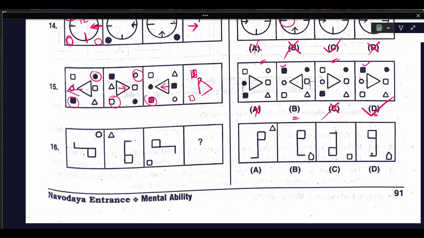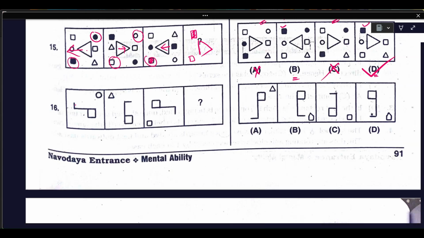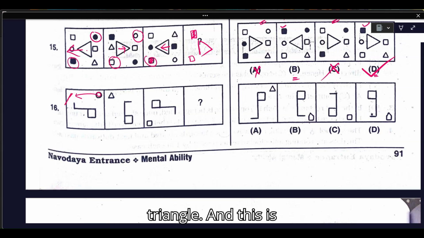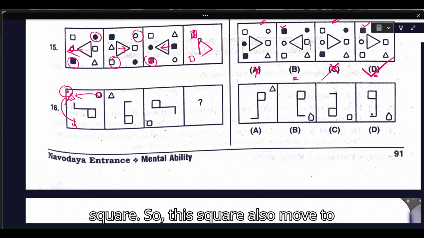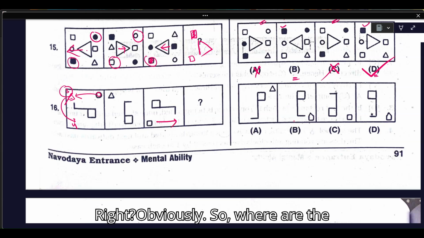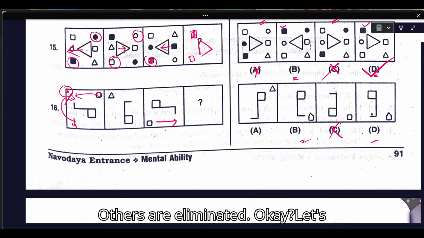Okay, and then look at this 16th figure. Here we have a circle, and the circle went to this corner, and it became a triangle, which has 3 sides. Okay, and it came down and became 4 sides, that is this square. So this square also moves to this corner, and it will become a pentagon, right? Obviously. So where are the pentagons here? B and D are pentagons, others are eliminated.